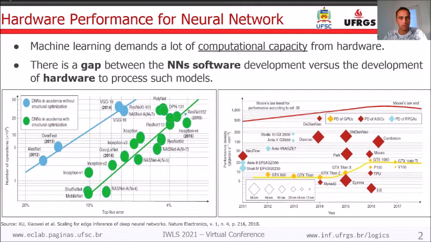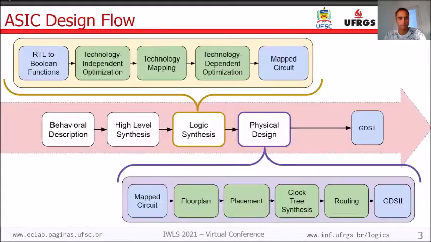Machine learning models demand a lot of computational capacity from hardware. Here we have two images. The left one presents the development of software neural networks, and the right one, the hardware available to process such neural networks. We can see that the performance density of devices doesn't grow exponentially like the operations required by neural networks. So there is a gap between the development of neural networks and the hardware to process them. This gap motivates us to research optimizations on machine learning models in EDA.